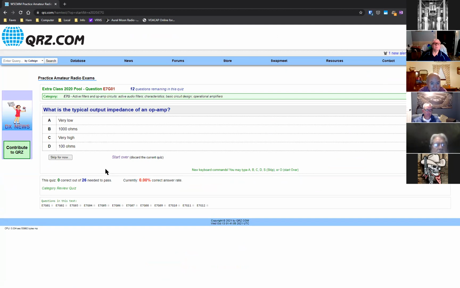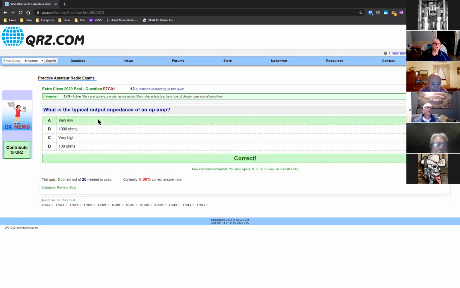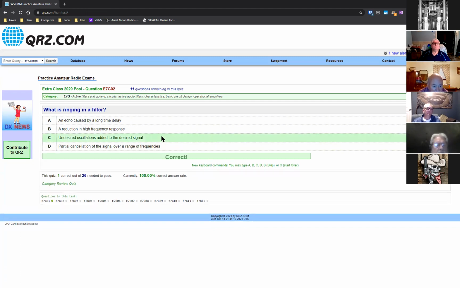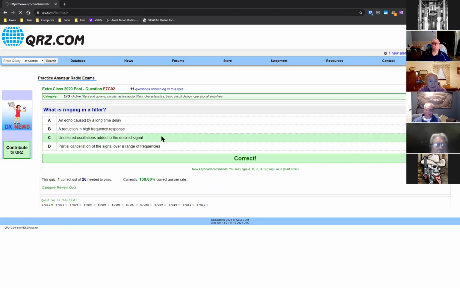What is the typical output impedance of an op amp? It's going to be very low. Hold on, the input impedance is going to be very high. Okay. What is ringing? So ringing, that's going to be those undesired oscillations getting added.